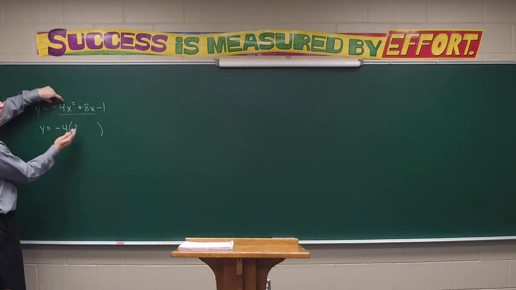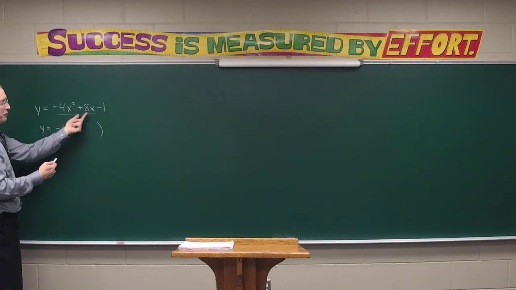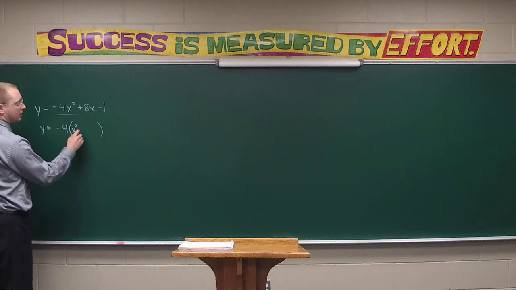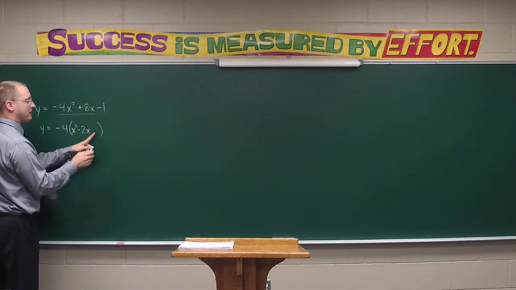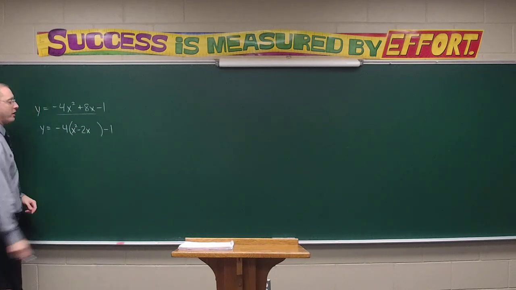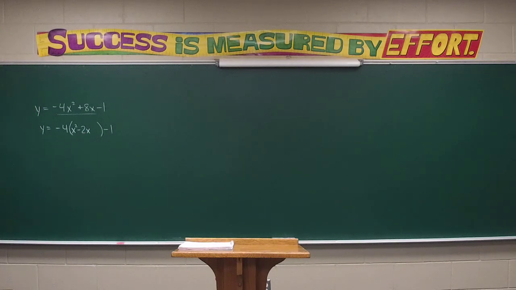So whatever comes in front of it, pull it out. Well, when you pull the negative 4 out of the positive 8x, you get negative 2x. We're going to leave a little bit of a space. We're going to recopy the negative 1. What goes in that space?